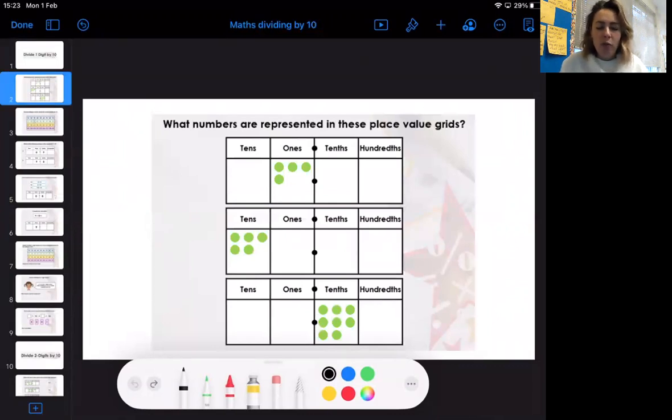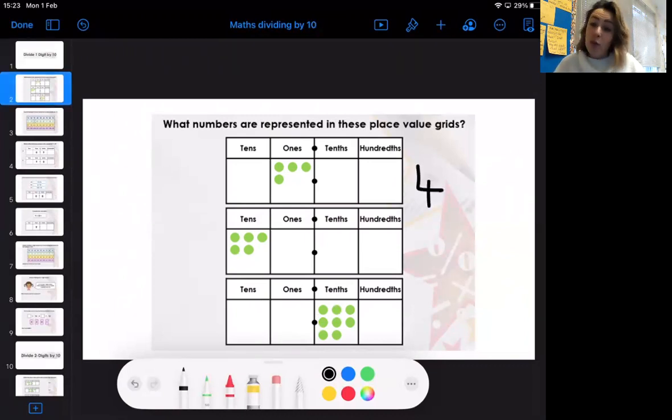So what numbers are represented in these place value grids? What I would like you to do is to answer those questions, pause the video, and then we can check them together. So pause it now. Let's have a look at the answers. So we have the number for the first one. We have the number 4.